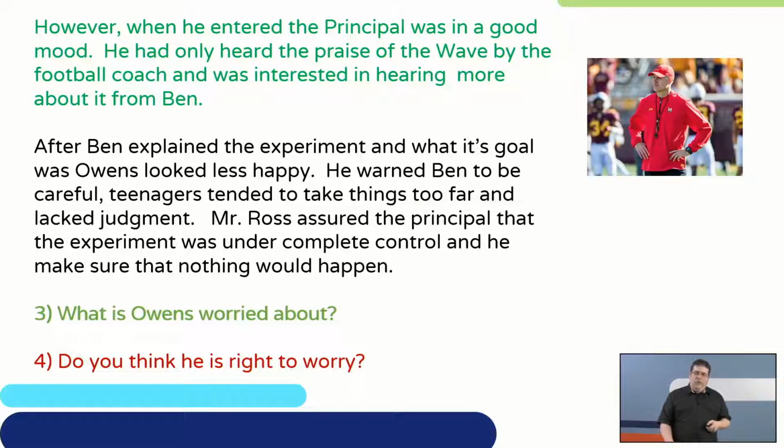Mr. Ross assured the principal, that means he tried to make him feel like he was in control. He told the principal that the experiment was under complete control, and he would make sure that nothing like that would happen. So he told him, I have complete control over the experiment, and it's not going to go too far and get out of hand.